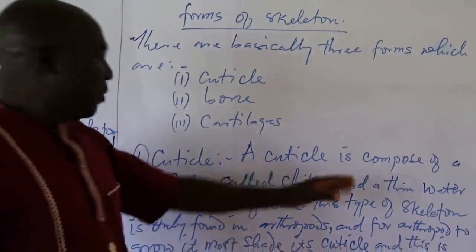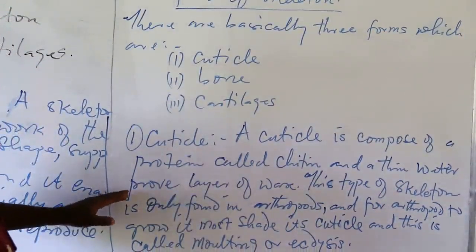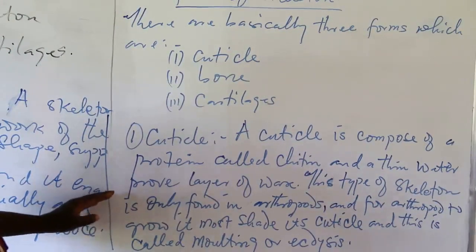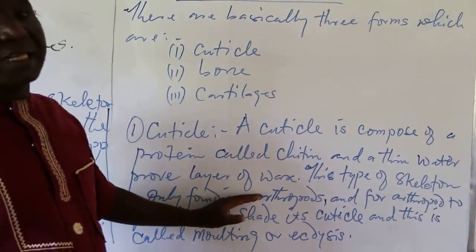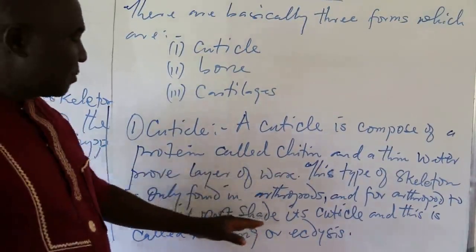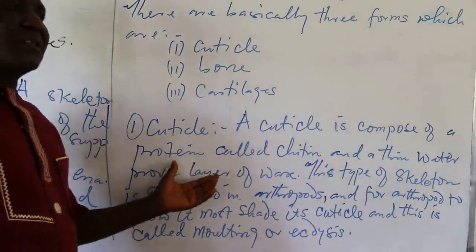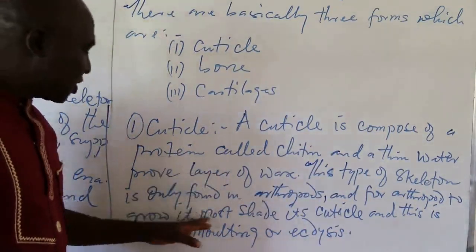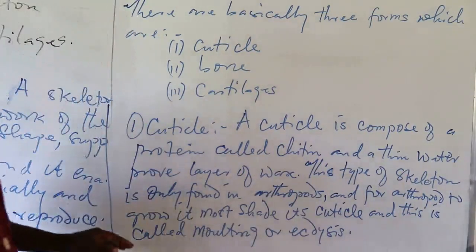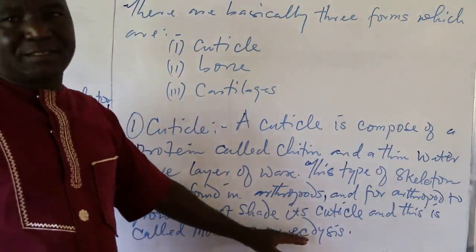A cortical is composed of a protein called chitin and a thin waterproof layer of wax. This type of skeleton is found only in arthropods, and arthropods are insects, crustaceans, etc. These arthropods grow, and for an arthropod to grow, it must shed off the cortical. This shedding of the cortical is called molting or ecdysis.